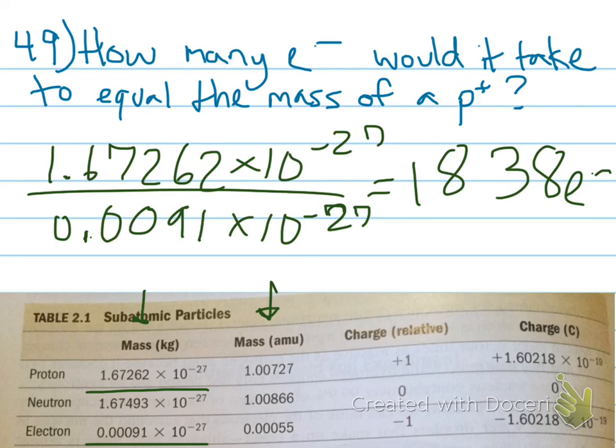So notice, electrons are much, much smaller than protons, so when we calculate the mass of an atom, we don't even take into account the electrons, because we would need 1,838 electrons just to equal one proton.